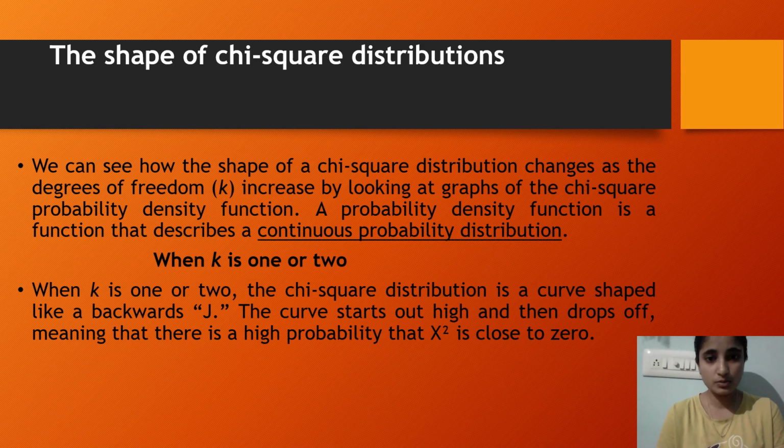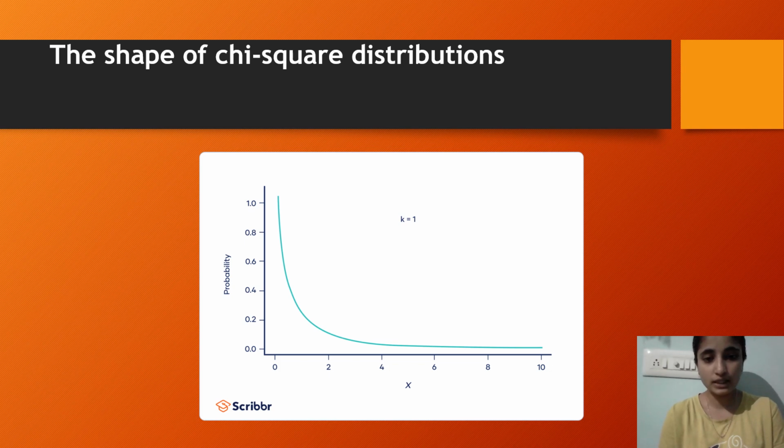The shape of the chi-square distributions. We can see how the shape of the chi-square distribution changes as the degrees of the freedom, that is k, increases by looking at graphs of the chi-square probability density function. A probability density function is a function that describes a continuous probability distribution. When k is 1 or 2, the chi-square distribution is a curve shaped like a backwards J. The curve starts out high and then drops off, meaning that there is a high probability that chi-square is close to 0. So this is the graph when k is equal to 1.